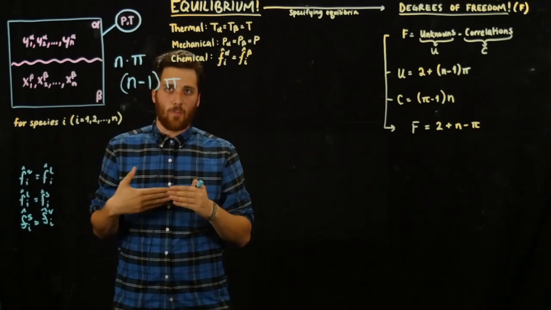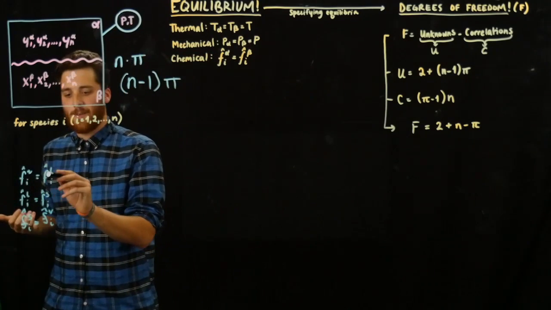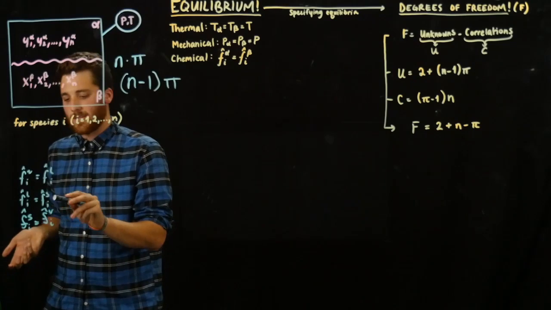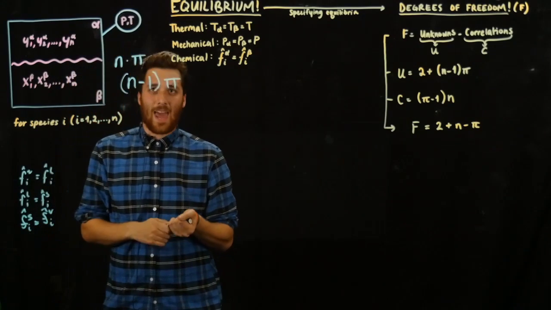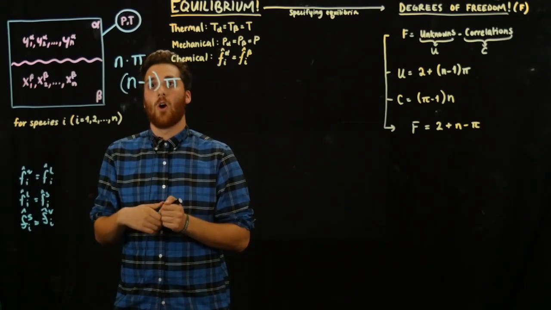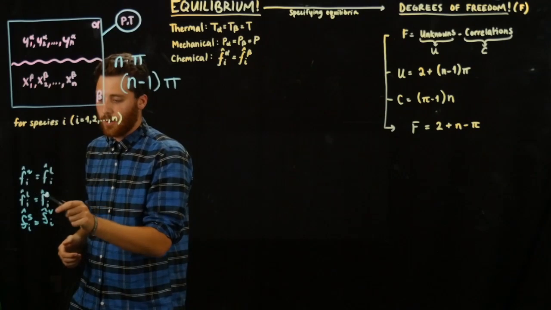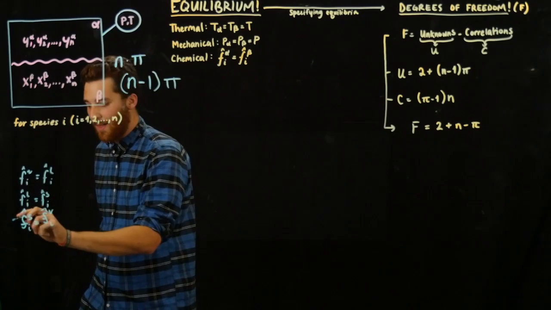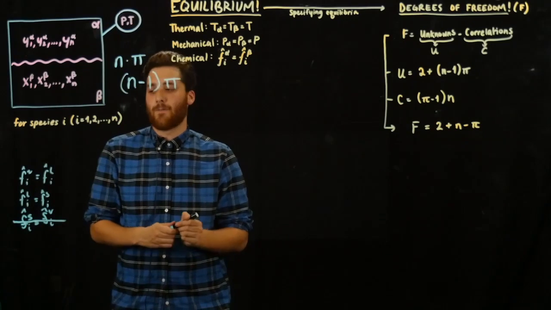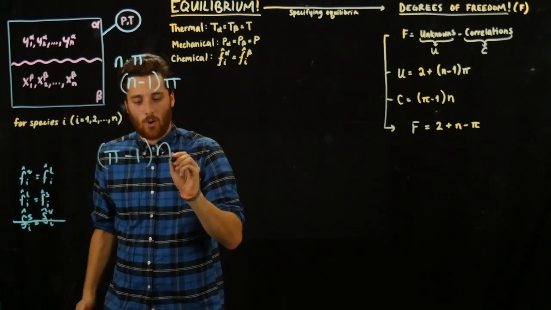If we look at a system with more phases, like this ternary system below, we could say fugacity of vapor equals fugacity of liquid, liquid to solid, and solid to vapor. But again, we run into that problem of one of the correlations being dependently specified. If we know that our vapor is equal to our liquid and our liquid is equal to our solid, we know that solid is equal to vapor. So we can cross that off, and we are given pi minus 1 times n correlations.